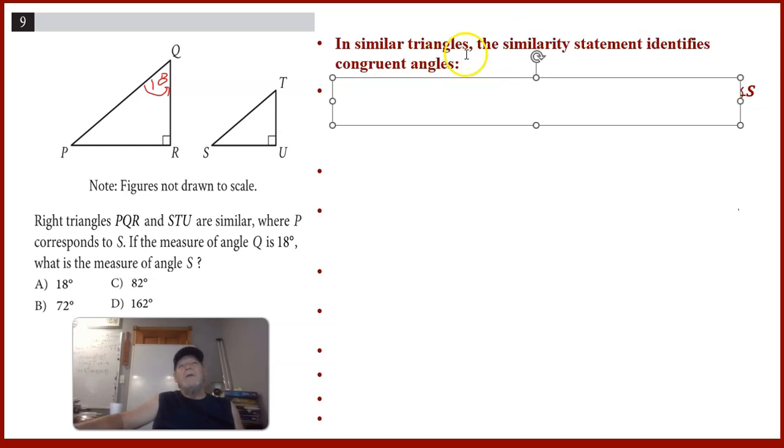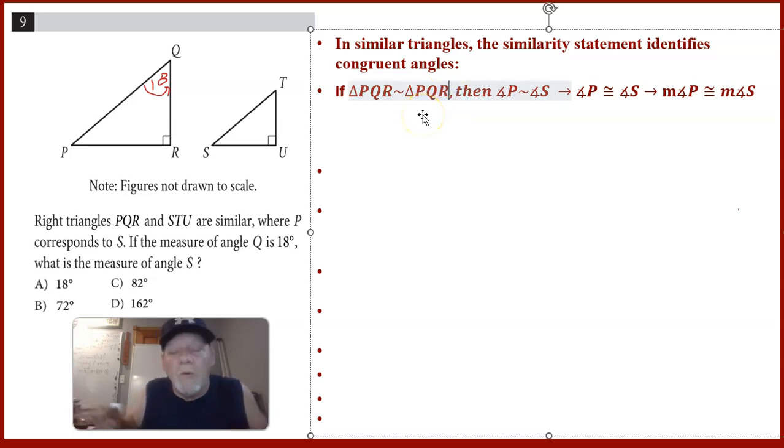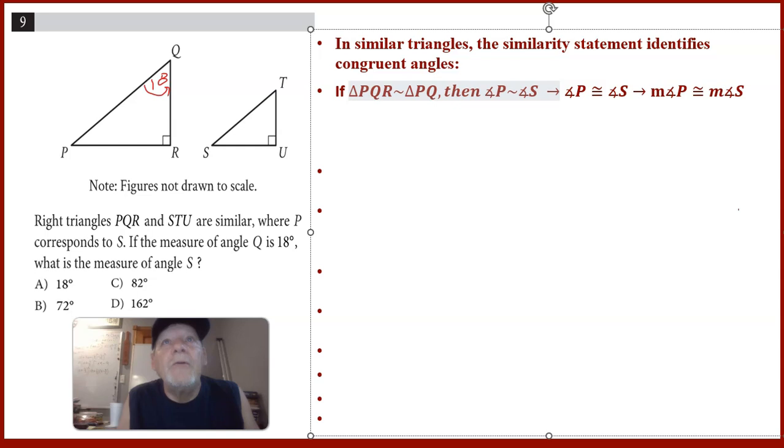Let's see what we know here. It says, in similar triangles, the similarity statement identifies congruent angles. It actually also identifies their corresponding angles. So we write a similarity statement like this. Triangle PQR, and then you use that little curved line, which is called a tilde. So triangle PQR is similar to triangle STU. I've got the same thing listed twice, so that was a typo there, so I'm just going to fix that.